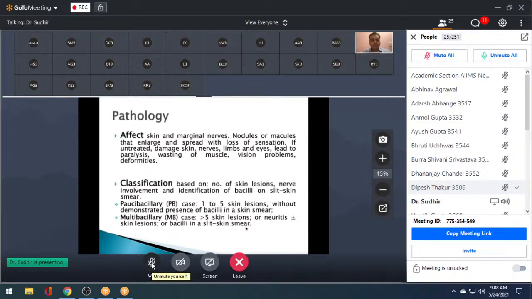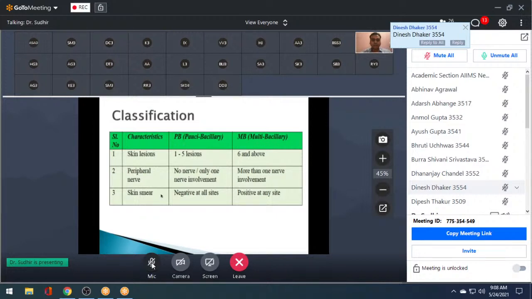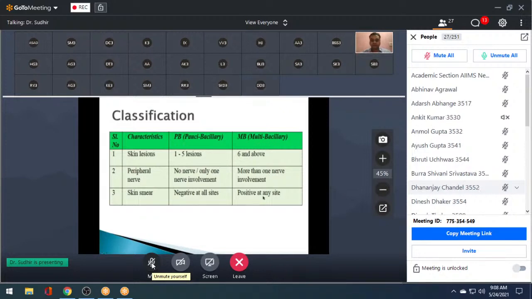It can be classified into two types, paucibacillary and multibacillary. You can see this classification based upon certain characteristics. Based on skin lesions, there may be 1 to 5 lesions in paucibacillary, or 6 and above in multibacillary. Coming to peripheral nerves, there may be no nerve involvement or only one nerve involved in paucibacillary, while in multibacillary there can be more than one nerve involved. A skin smear test is generally done to see whether the Mycobacterium leprae bacteria is present or not. It is negative at all sites in paucibacillary cases, however it is positive at any site in multibacillary cases.